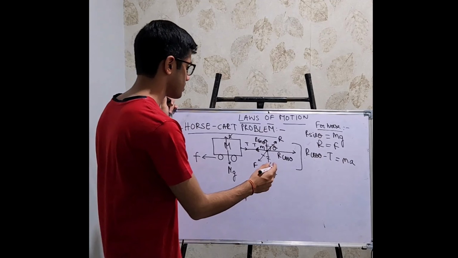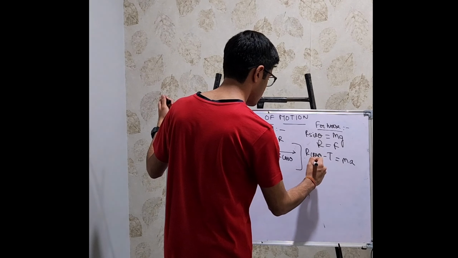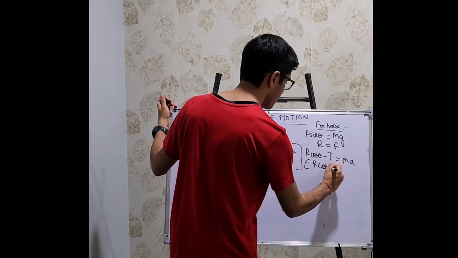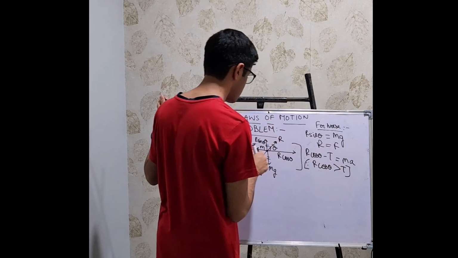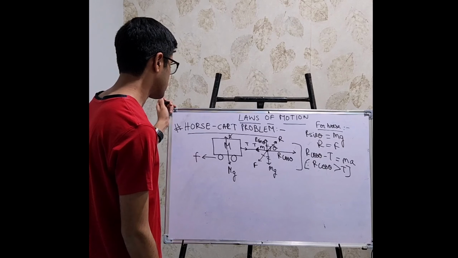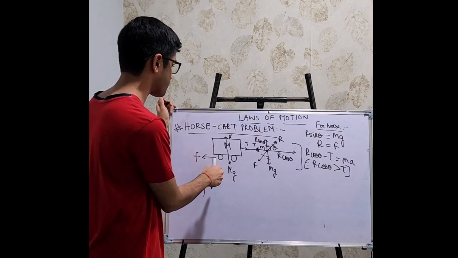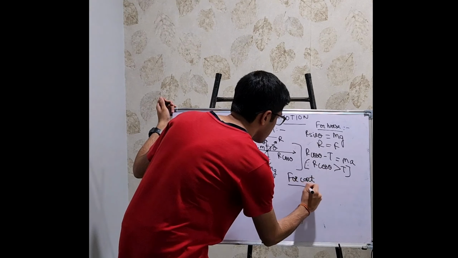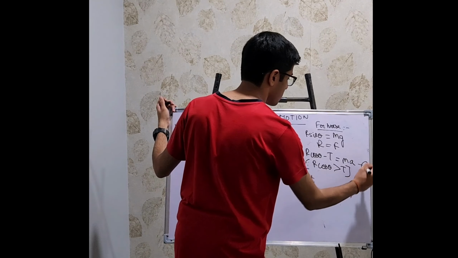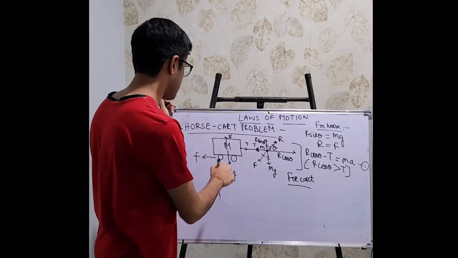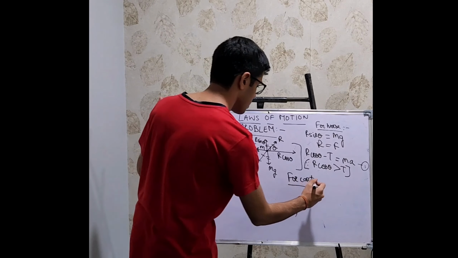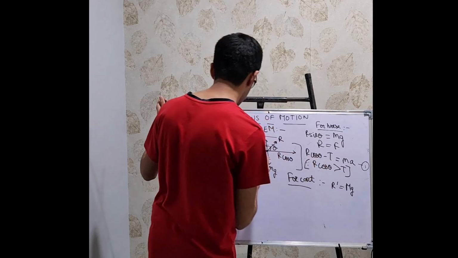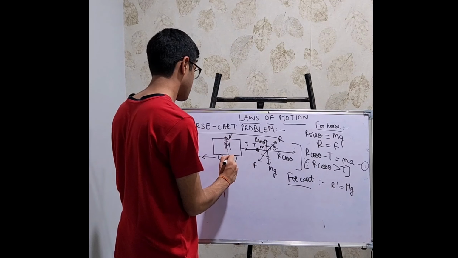Basically the cart will move if R cos theta is greater than tension T. Now for the cart to move, I'll write it here. And this is equation 1. Now for the cart, R dash is equal to capital Mg. These two forces cancel each other out.